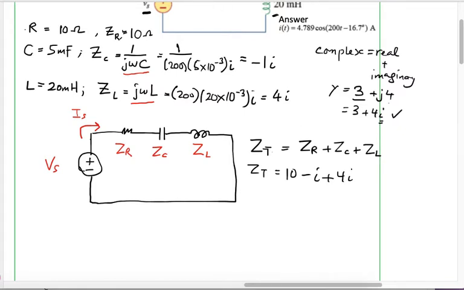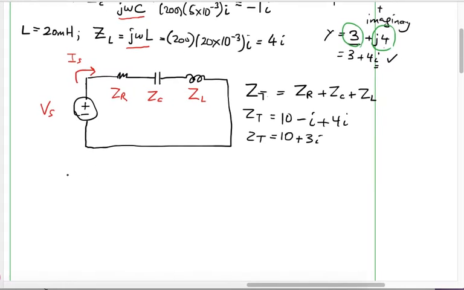What is the total? In this complex number, you only add real numbers with real numbers and imaginary numbers with imaginary numbers. You cannot add real with imaginary numbers. They have to be the same kind in order to make the summation or any operation. In this case, the real number is only 10, so you leave 10 as 10. And then negative i plus 4i, what is the total? You're going to get plus 3i. So this is your total impedance.